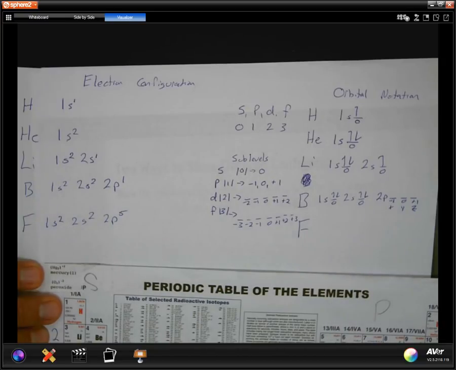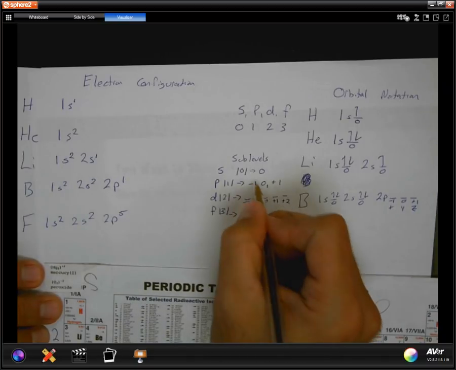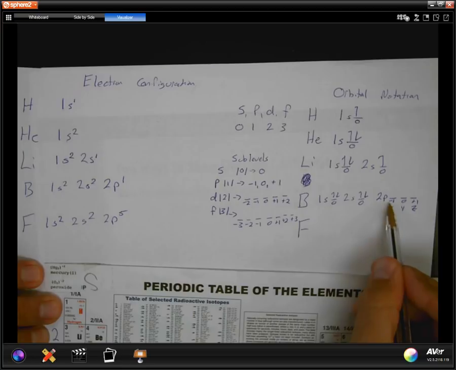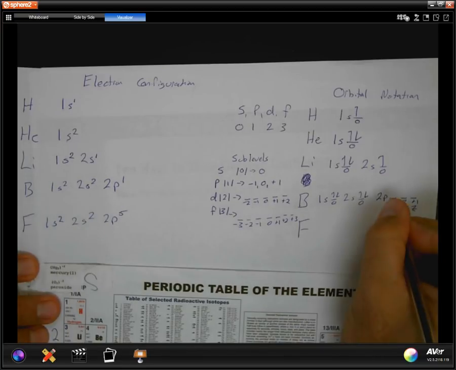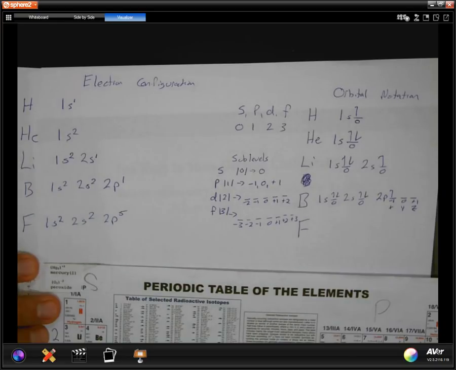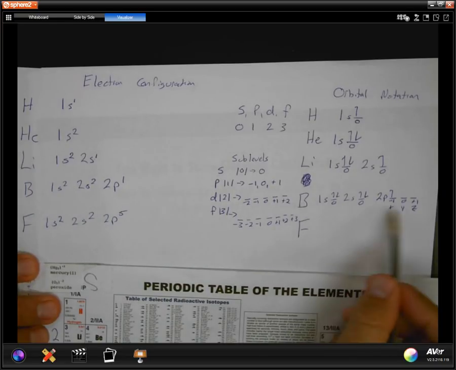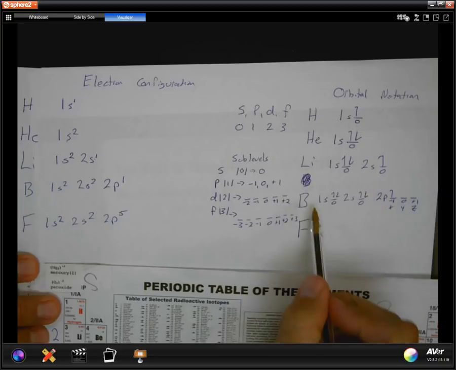So again, as I look at my sublevels here for 2p, I see that I have just 1 electron, and we're just going to fill in that first arrow. And that, again, is how you do the orbital notation for boron.